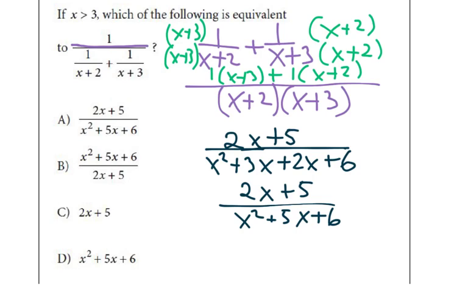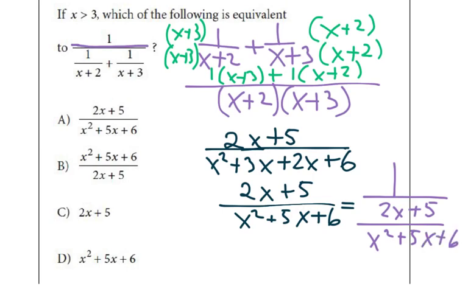But if you notice, the original problem was actually 1 over 2x plus 5 over x squared plus 5x plus 6. So now I have to go back and rewrite it as my original layout. And if I have 1 over anything, it means I have to take the reciprocal. So the answer for this question is B. It's the reciprocal of 2x plus 5 over x squared plus 5x plus 6.